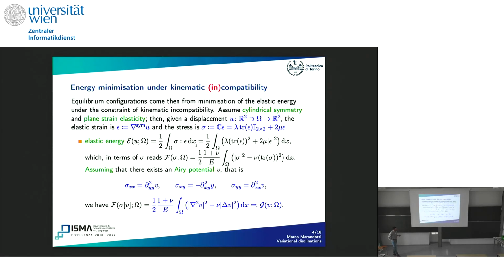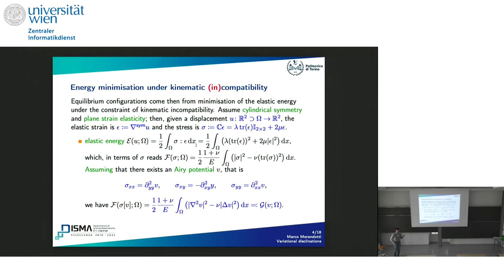And in this way, if we have this mapping, then we can rewrite the energy curly F in a way that it involves only the second derivatives of V in this fashion here. So the norm of sigma is exactly the norm of the Hessian, and the trace of it is the second derivative in y plus the second derivative in x, which is the Laplacian of V.